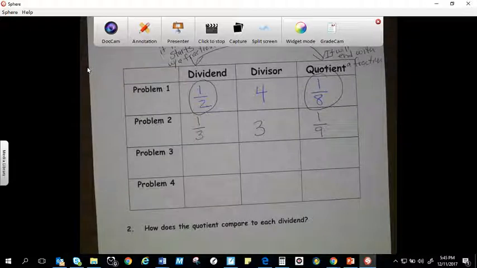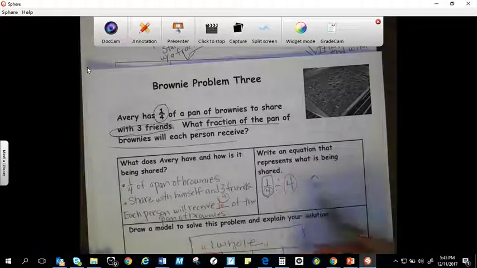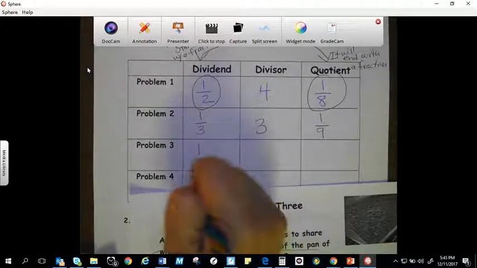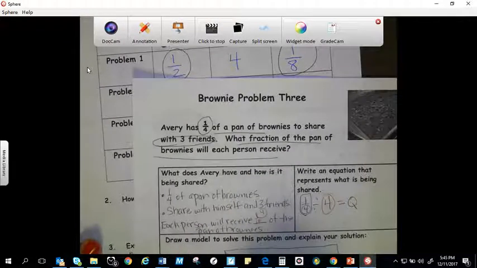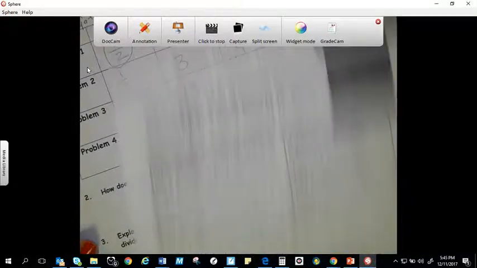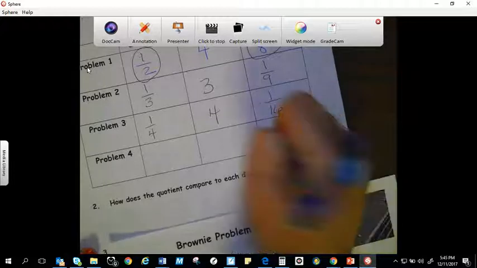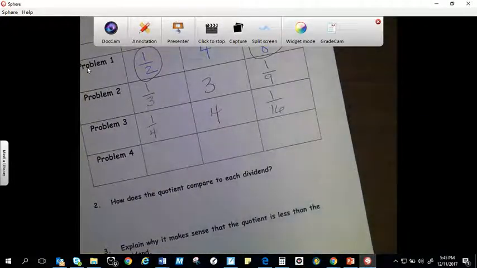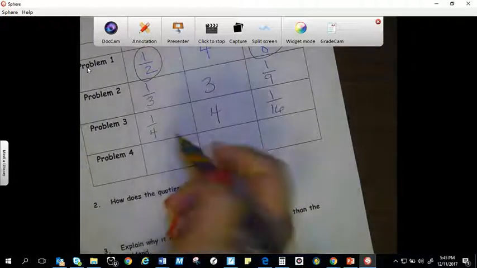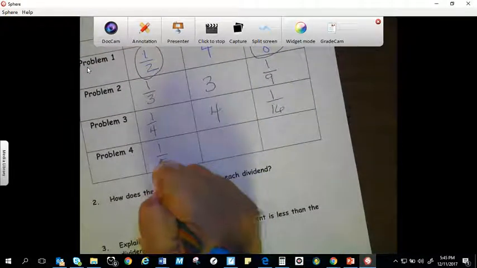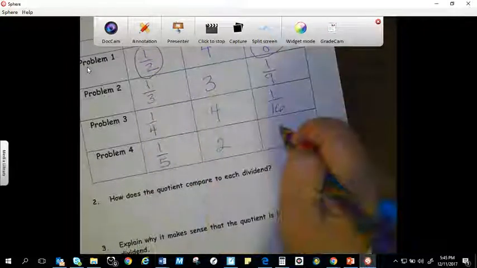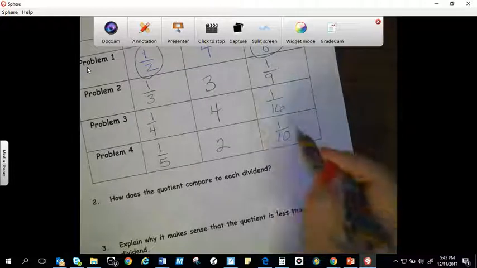Okay? Problem number 3, we started off with 1/4 divided by 4. So my dividend is 1/4. My divisor is 4. And my answer was, that's right, 1/16 right here. Okay? And then problem number 4. We started off with 1/5 divided by 2. I'm placing my 1/5 here. And my divisor is 2. And you said that was going to be equal to 1/10.